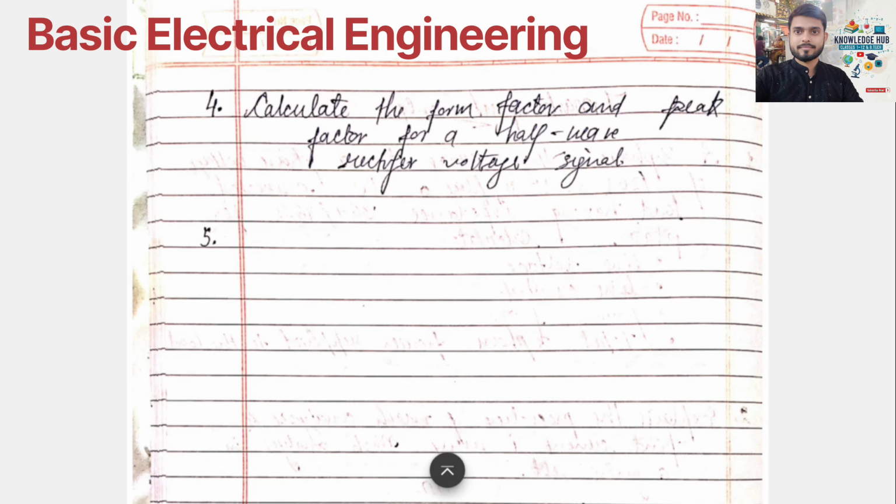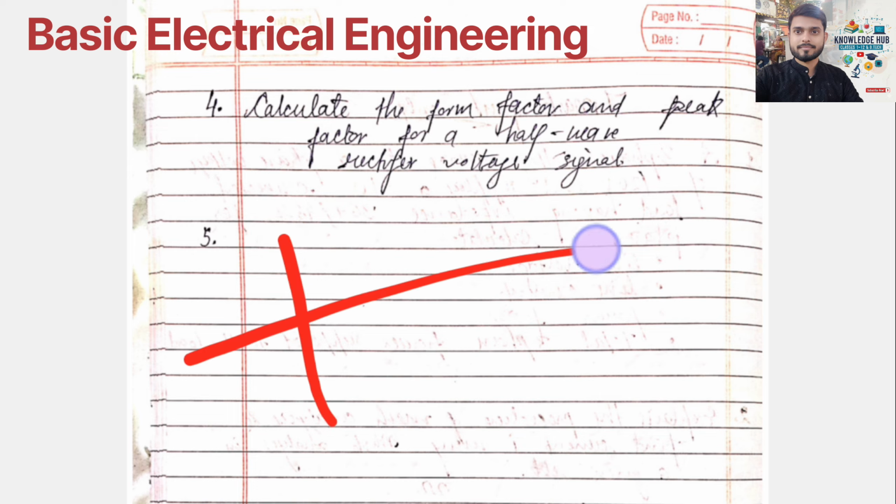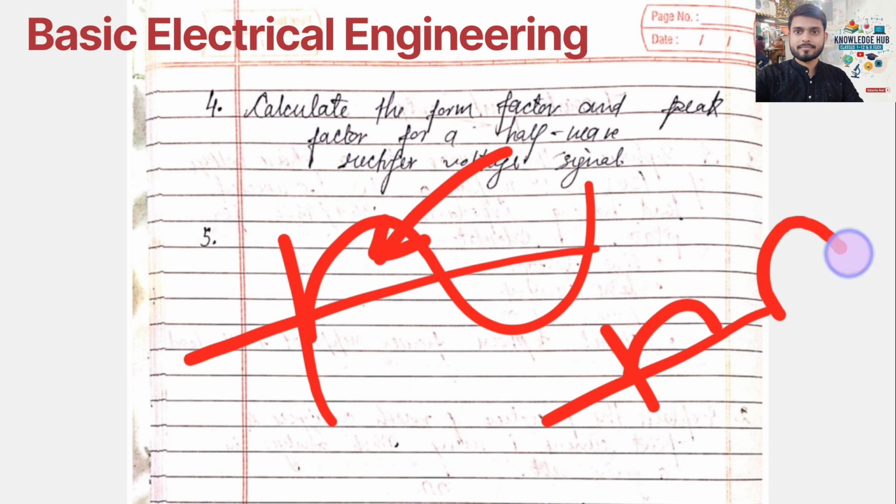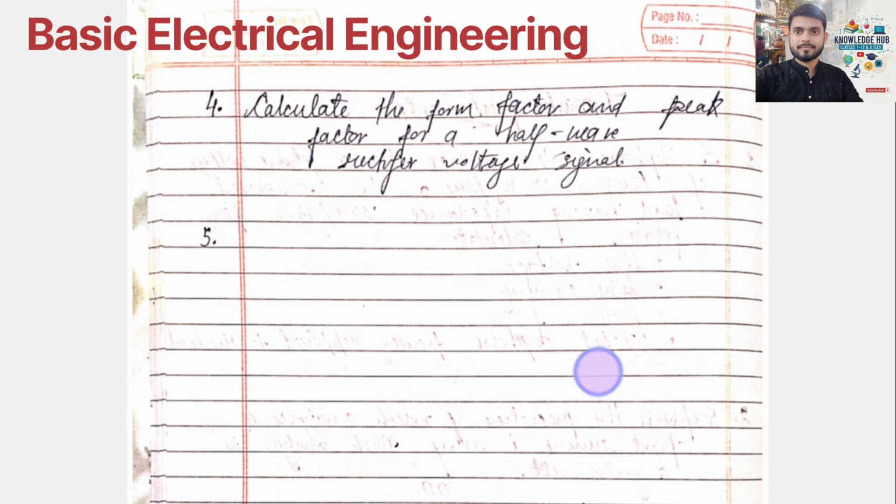Now the fourth question: calculate the form factor and peak factor of a half wave rectifier using the voltage signal. We know that this is a sine wave, but in this form only the half wave is kept, like this, and this repeats.